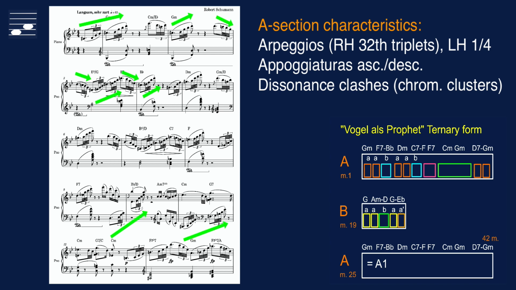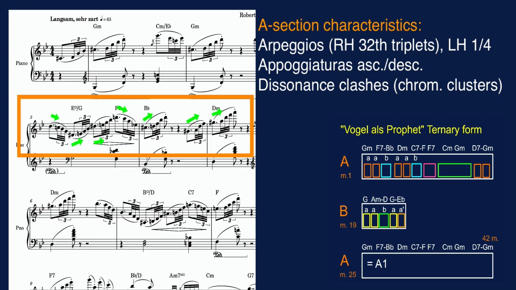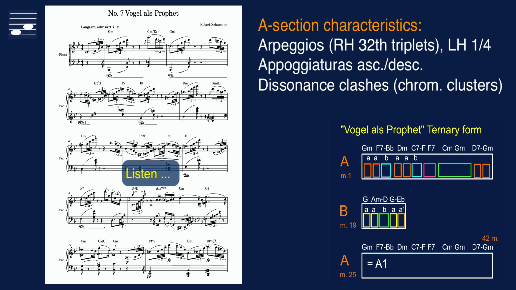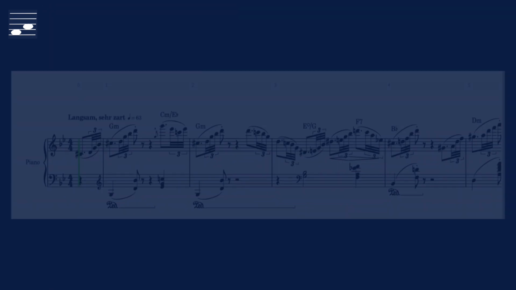Instead, we find a set of arpeggio phrases with AAB structure. Also, the left hand frequently plays arpeggio chords. The AAB phrase structure is also used in the middle section. These arpeggios start with ascending or descending appoggiaturas that may yield dissonant clashes with the other harmony parts. Listen to the audio export from the Dorico score and read along with the annotations.